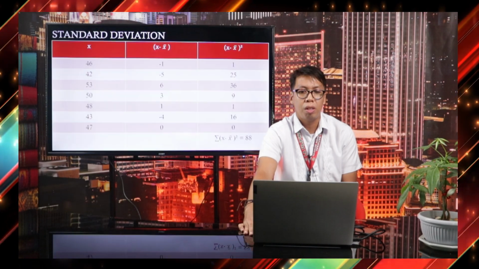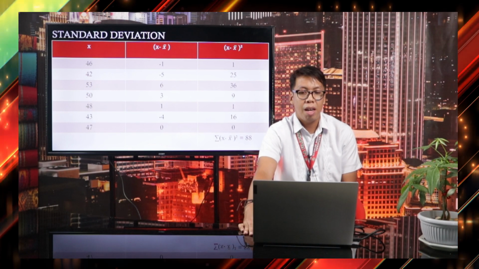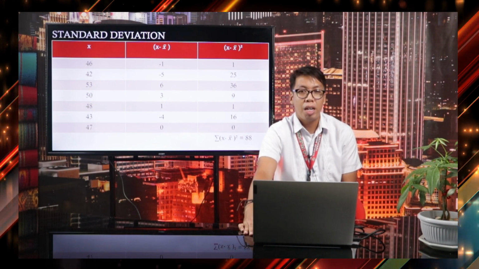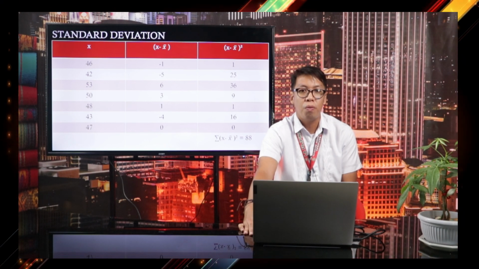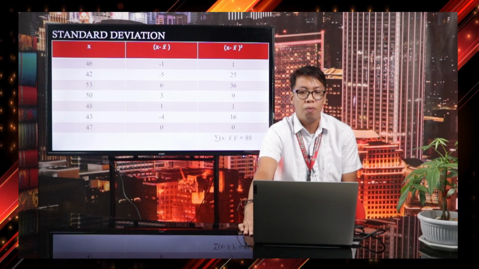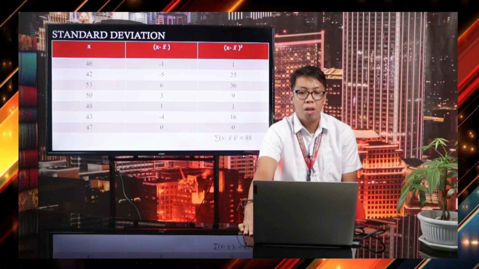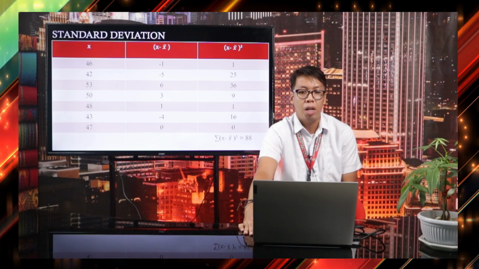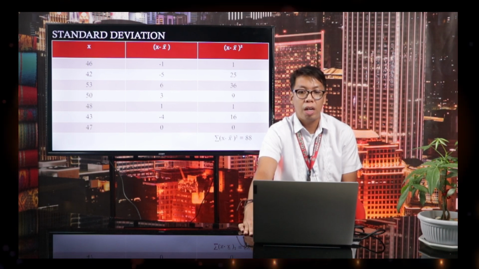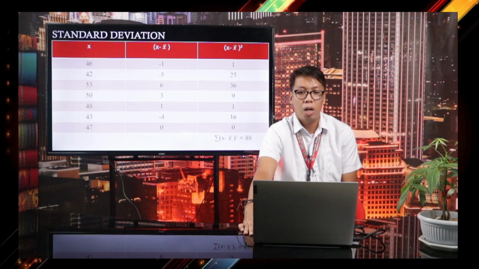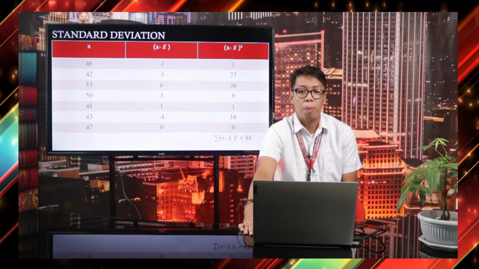For the standard deviation, we have the three columns. We have the x, the x minus mean, and the x minus mean squared. We have 46, 42, 53, 50, 48, 43, 47. Then we have negative 1, negative 5, 6, 3, 1, negative 4, 0. Then for the third column, we have 1, 25, 36, 9, 1, 16, 0. So the correct answer is 88.